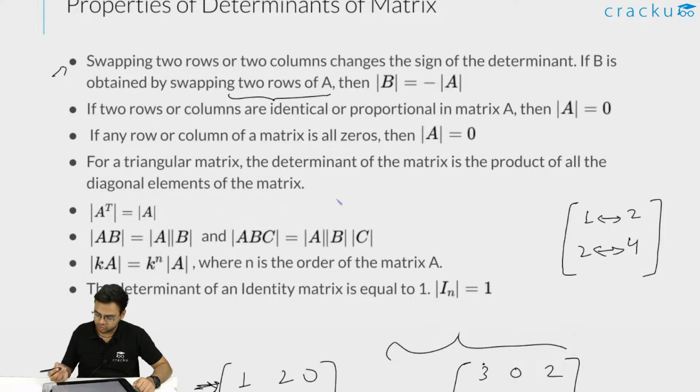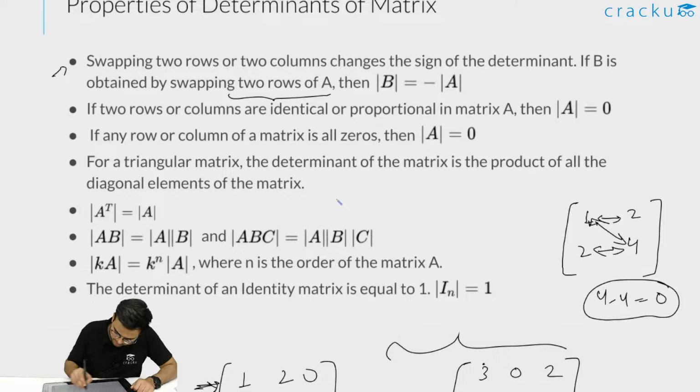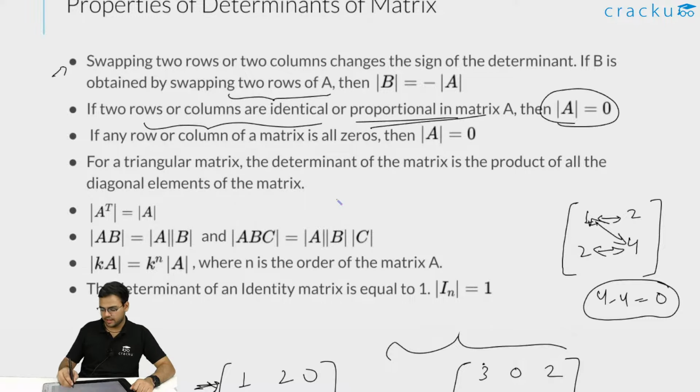So this is a 2 cross 2 matrix. How to calculate the determinant? Determinant is 1 into 4, which is 4, minus 2 into 2, which is 4. So 4 minus 4 will be 0. So determinant will be 0 if the two rows or columns are identical or proportional. Here we can see the proportion is 1:2 in the rows as well as the columns.